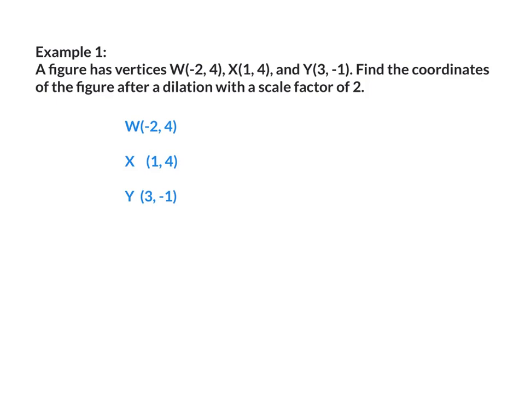Example number 1. A figure has vertices W(-2, 4), X(1, 4), and Y(3, -1). Find the coordinates of the figure after a dilation with a scale factor of 2. Since they told us it's a scale factor of 2, we're going to multiply. Since I already have my coordinates written out, all I have to do is multiply by 2.